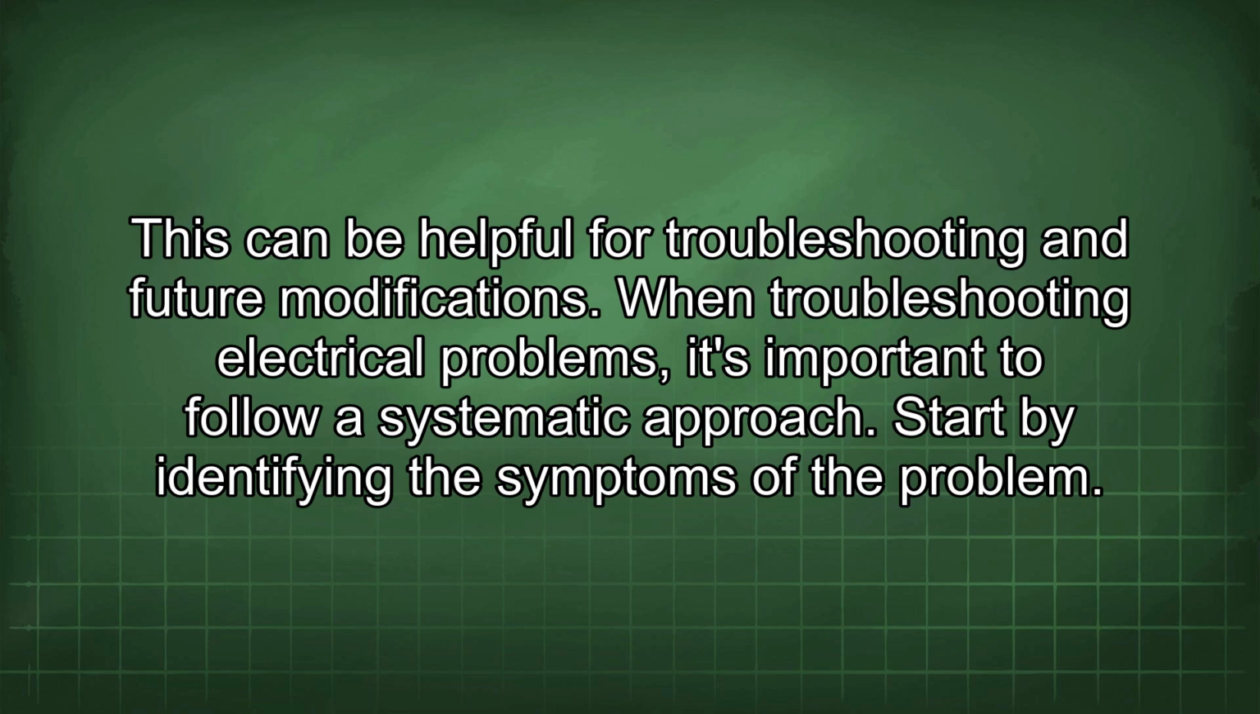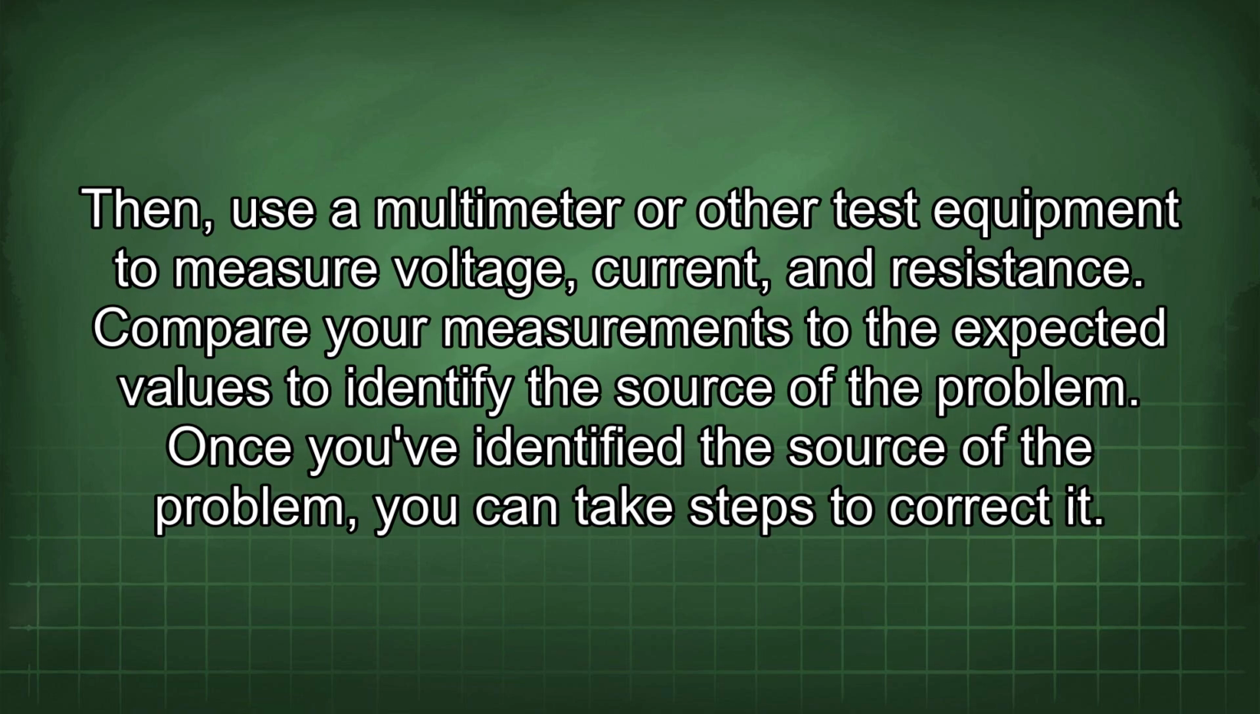When troubleshooting electrical problems, it's important to follow a systematic approach. Start by identifying the symptoms of the problem. Then use a multimeter or other test equipment to measure voltage, current, and resistance. Compare your measurements to the expected values to identify the source of the problem. Once you've identified the source of the problem, you can take steps to correct it.